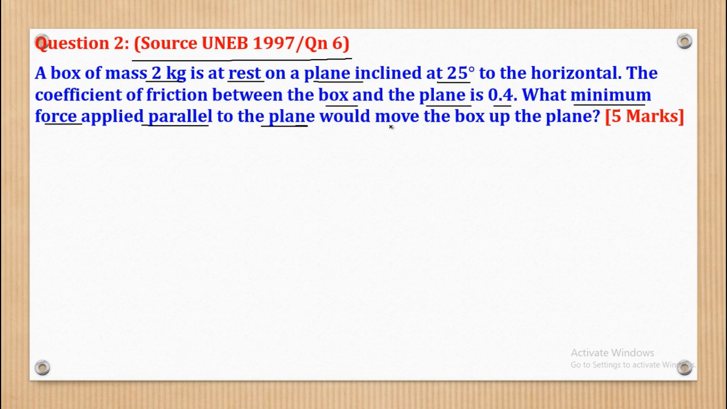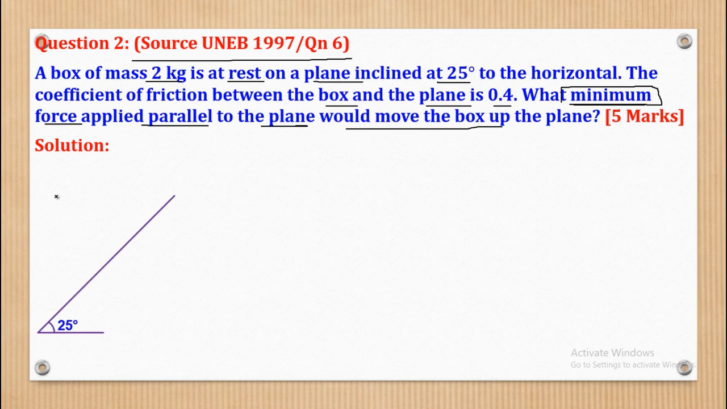Here they have not put the word "just", but they've told us that it would move the box, and they have given us the word minimum, meaning that it is at the point of moving up the plane, just about to move up the plane. So when you see this word minimum, it is the same as just.